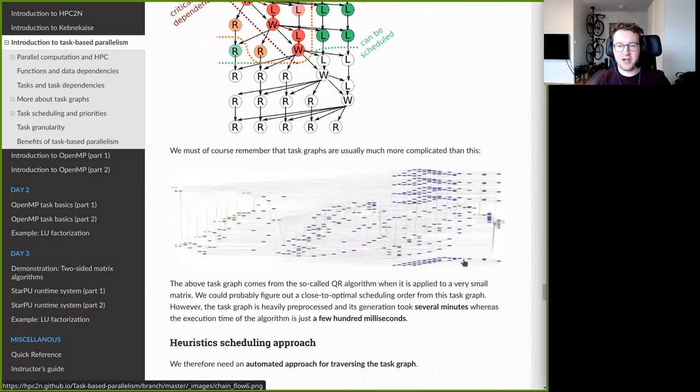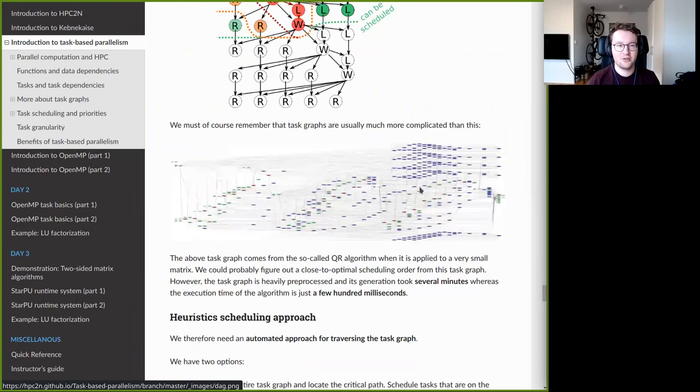But in practice, things get very complex very quickly. So this is a real task graph coming from an algorithm that is closely related to the example I've shown here, but it is just for a very small matrix. So this doesn't really have any practical value. The execution time for the algorithm was just a couple of hundred milliseconds. But in order for me to produce this graph here, in a manner where you can see that it's very tiny and almost impossible to read, even though the algorithm itself ran a couple of milliseconds, it took the computer several minutes to produce this figure.